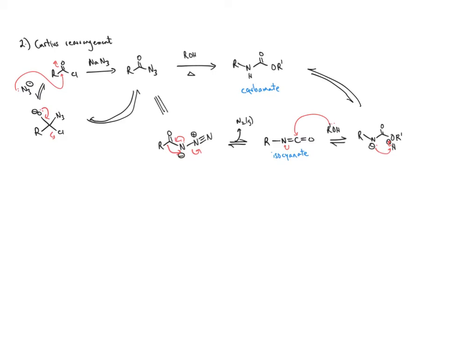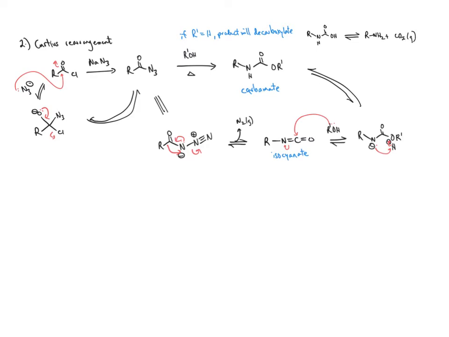Now, one more thing about this reaction: if the R prime, the alcohol, is equal to a hydrogen, which would mean that you have water in your reaction instead of an alcohol, we say the product will decarboxylate. At the end of the reaction, you're going to have something that looks like this. This is going to decarboxylate, so what you're going to get is an amine plus CO2 gas.